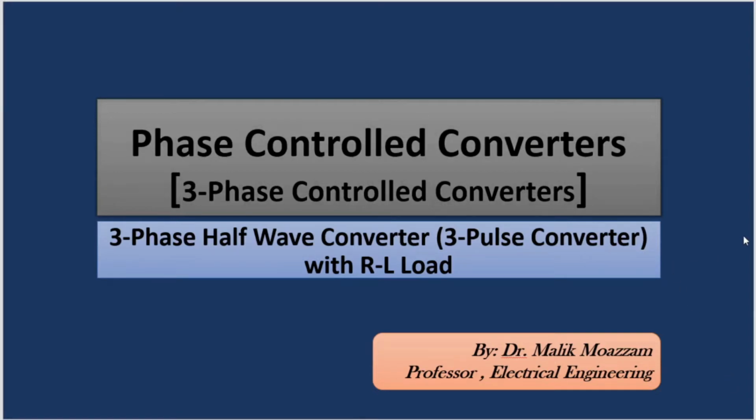Hello friends, today we'll discuss a very special category of three-phase converters, known as the three-phase half-wave converter, or popularly known as the three-pulse converter. We'll try to find out the various waveforms at different firing angles and ultimately we'll derive an expression for the output average and RMS value of the voltages.